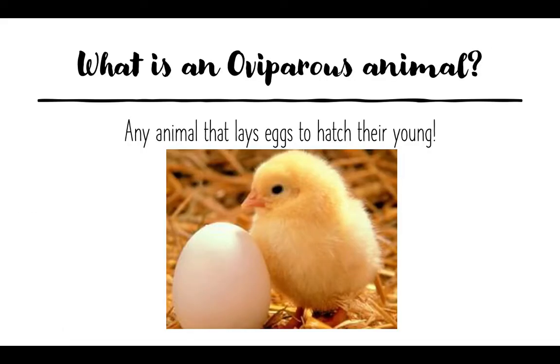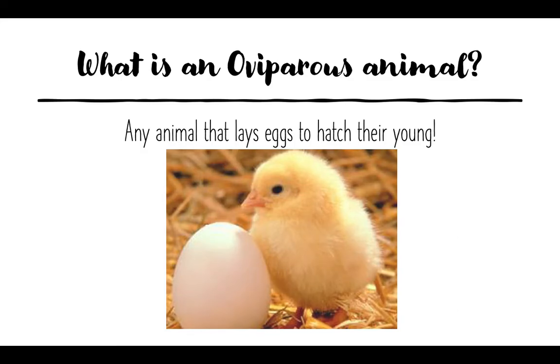We're going to learn about what is an oviparous animal, or an egg-laying animal. Oviparous means egg-laying. Ova means egg. So we know that any animal that lays eggs to hatch their young is oviparous. So one animal we can probably all think of, because we use their eggs a lot in our food, is chickens.